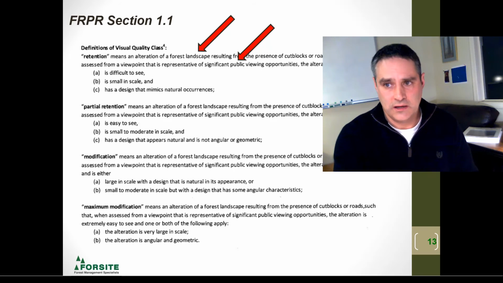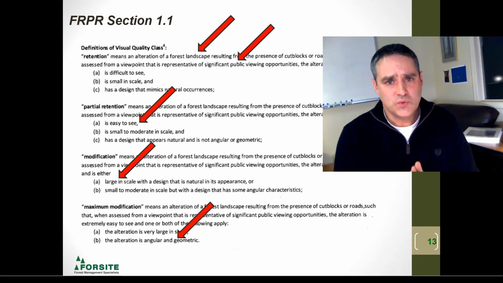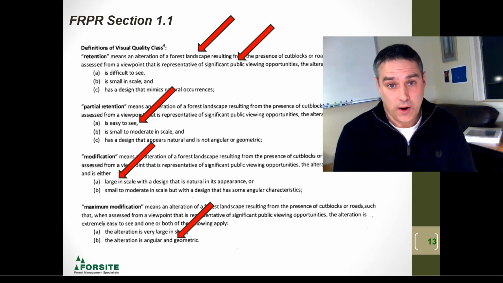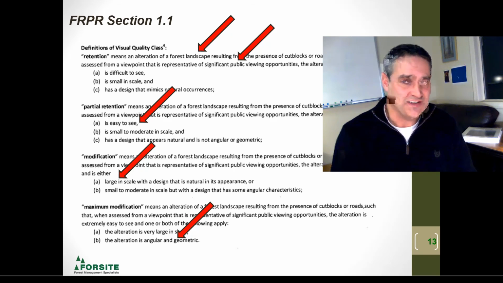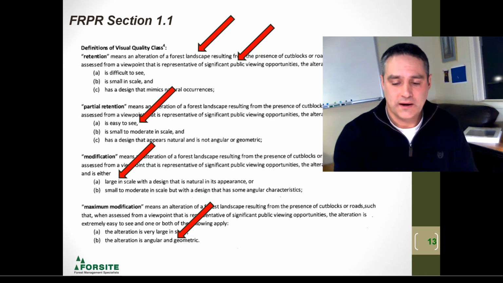Next I see here is significant public viewpoint. Again, what is the definition of that? And I'm just going to go through these one by one. Each one of these lacks a definition. So again, I'm curious, as a practitioner, what do you feel are the proper definitions for these things like easy, not easy to see, moderate in scale, geometric in shape? What does that mean? And ultimately, this is the elephant. What does it mean?